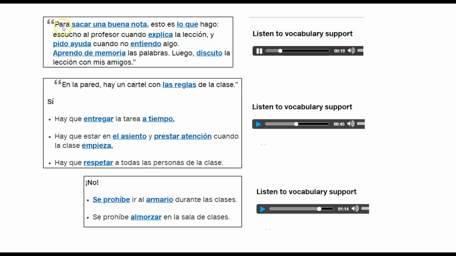So he said, in order to get a good grade, this is what I do. I listen to the teacher when he explains a lesson, and I ask for help when I don't understand something. I learn from memory, or I memorize the words. Later, I discuss the lesson with my friends. How did you do? Were you able to understand? So let's see if you can get the next one.